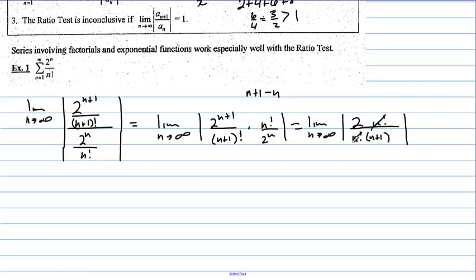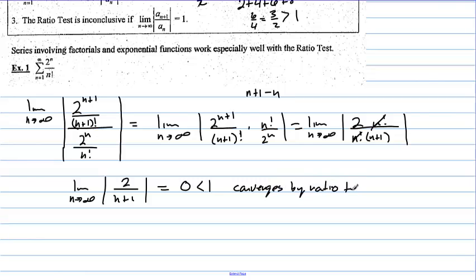Now the n factorials are going to cancel out, and we have the limit as n approaches infinity of 2 over n plus 1. Now that is equal to 0 because the denominator is going to be getting bigger and bigger and bigger, and that makes this fraction smaller. And 0 is less than 1, so the series converges by the ratio test.